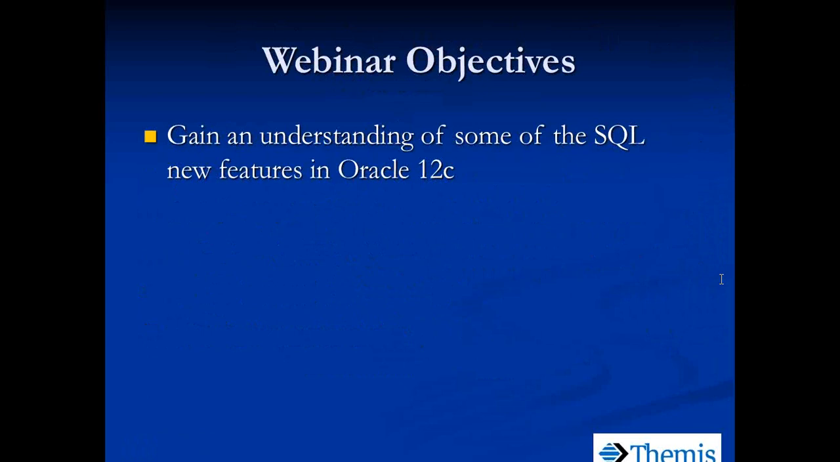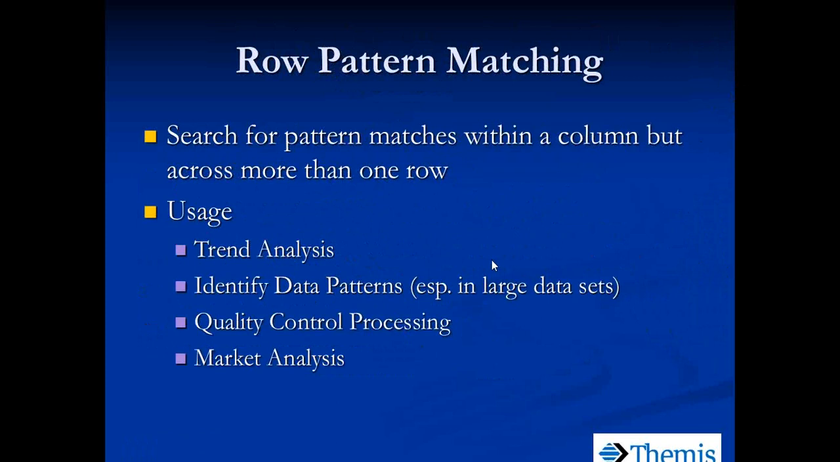The first one we're going to talk about is row pattern matching, and I'm going to go through five different examples with it. At first glance, you might look at these examples and say they're all kind of the same. But what I really want you to look at is the problem that each is trying to solve. That's what makes them different. The clauses and options within them are fairly similar, but the problem they're trying to solve is distinctly different.